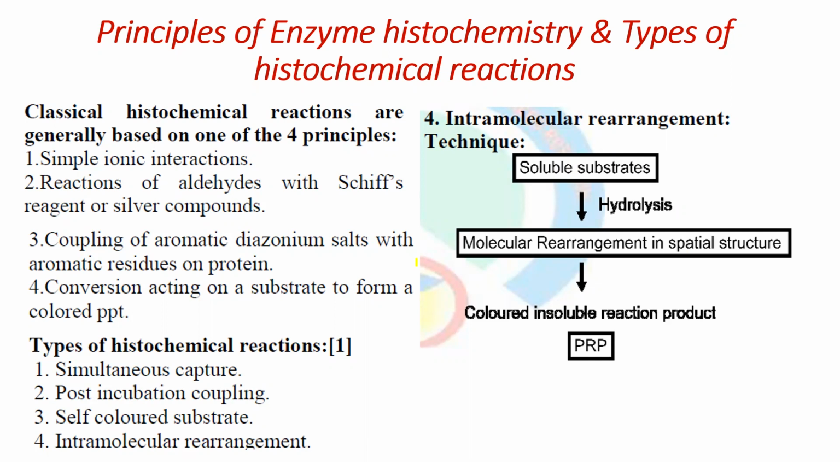Rather than being D-glucose, now it is L-glucose. Isomerization: it rearranged the molecule. The spatial structure has just been rearranged by this substrate. That's it. It hasn't done any chemical reaction; it just twisted the molecule. This molecular rearrangement can happen, and that can then react with a secondary product to give the coloring component. So this is the fourth type of reaction to visualize the enzymes.